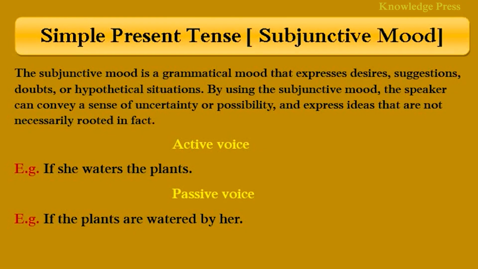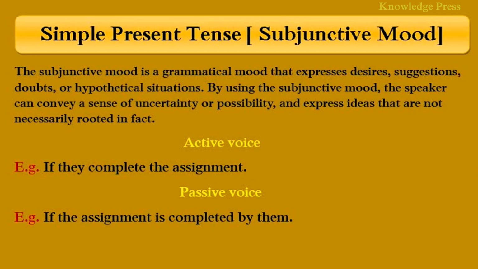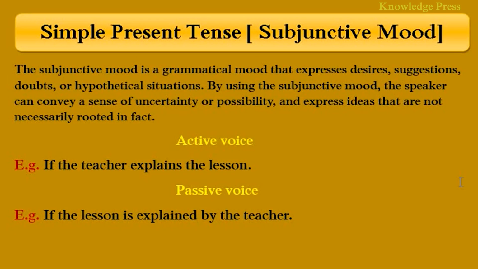Next example, active voice: if she waters the plants. Passive voice: if the plants are watered by her. Active voice: if they complete the assignment. Passive voice: if the assignment is completed by them. Next example, active voice: if the teacher explains the lesson. Passive voice: if the lesson is explained by the teacher.